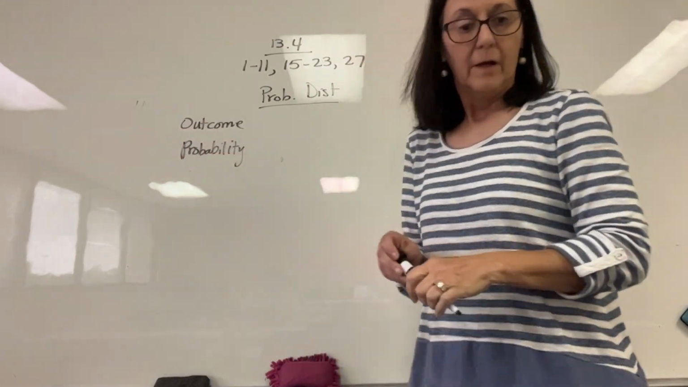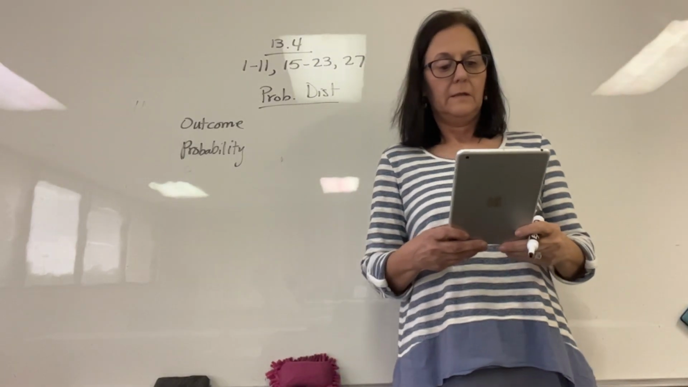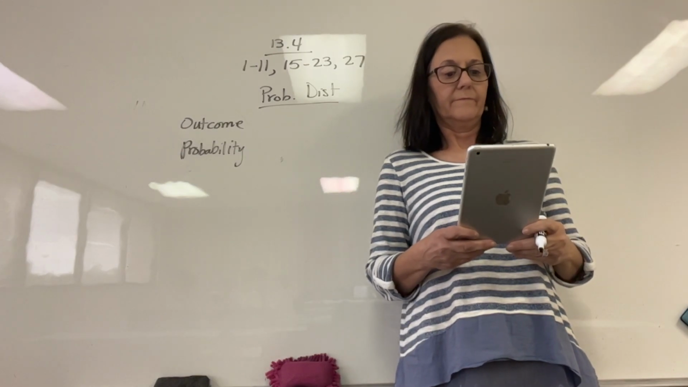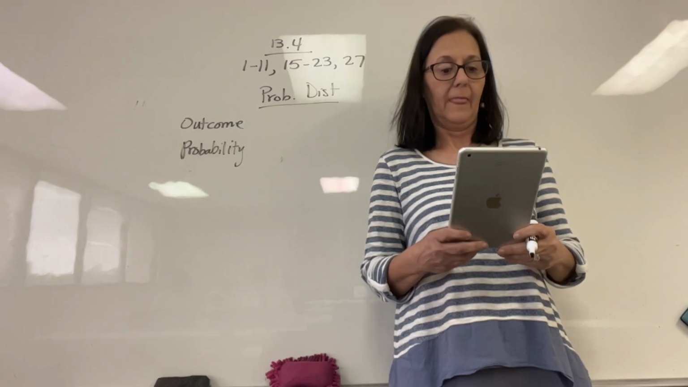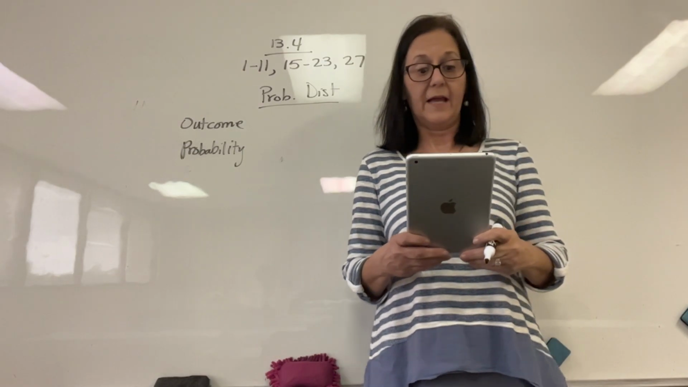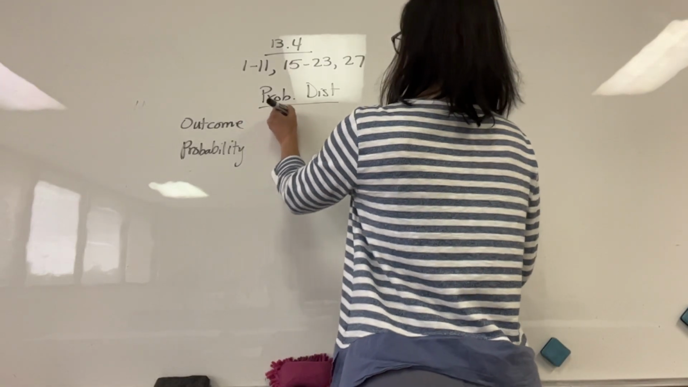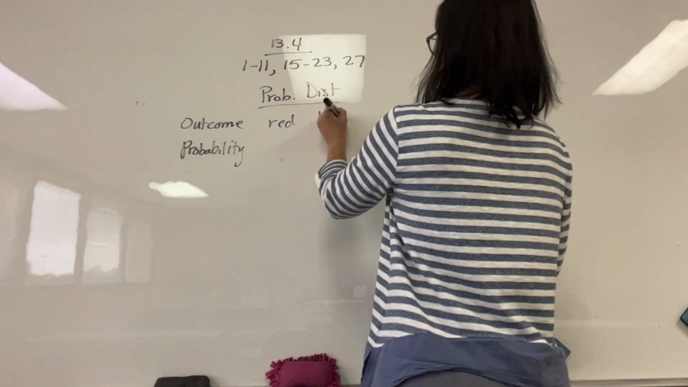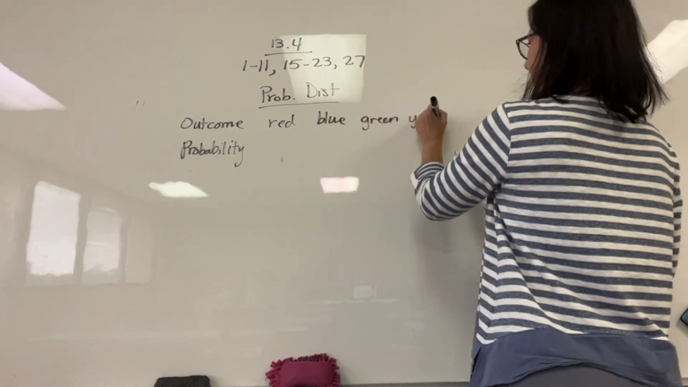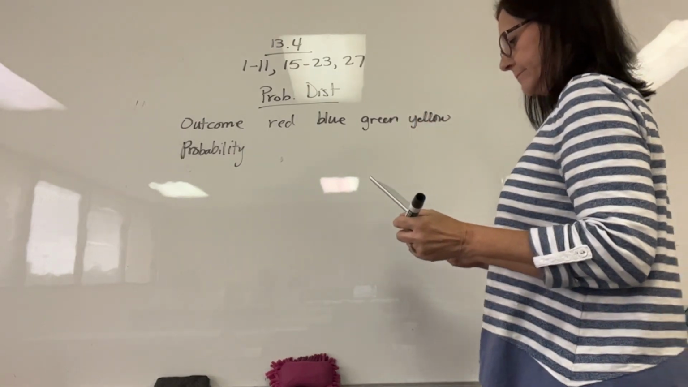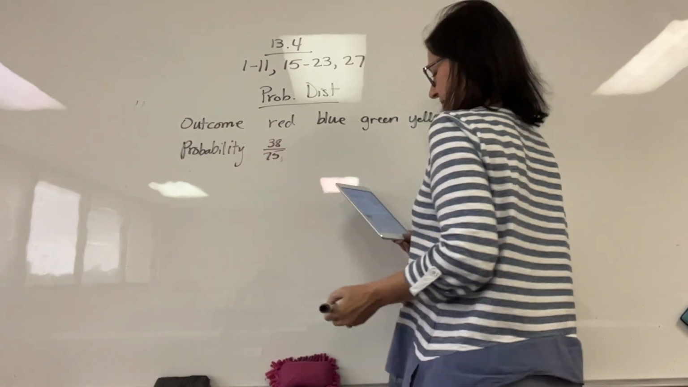below it. All right, so how many marbles total? 75. Are there 75 marbles? The experiment is repeated 75 times. There's also 75 marbles. Thank you. So the outcomes are red, blue, green, and yellow. What's the probability of getting a red? 38 out of 75. 38/75. Blue.